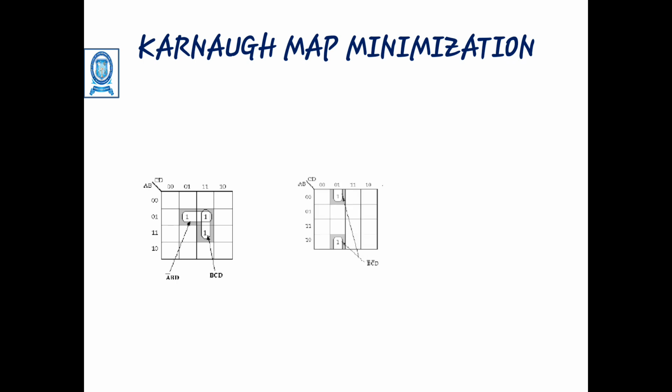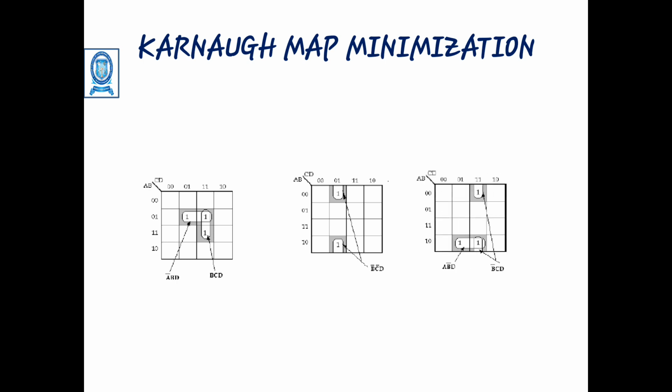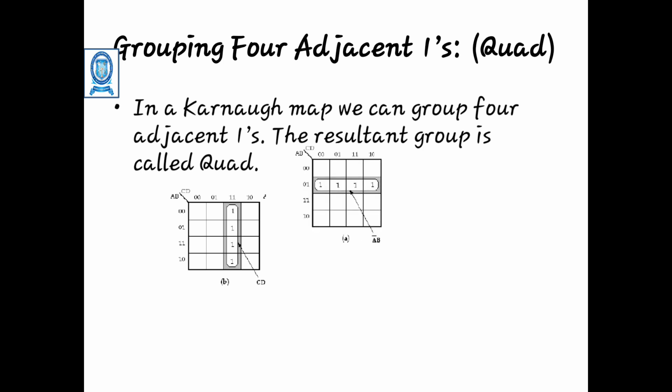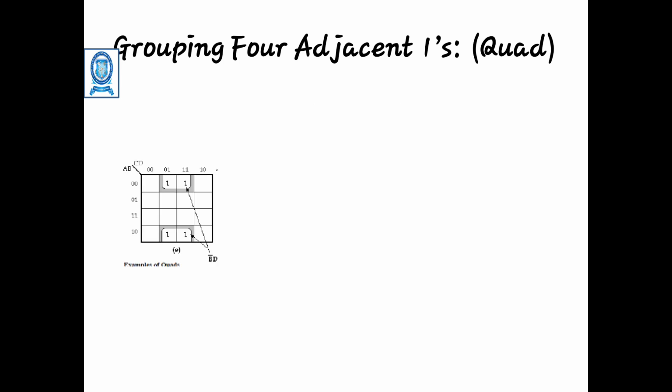Then for minimization, here there are overlapping groups of 2 adjacent ones. This is the way to represent them, and this is also adjacent ones. These are the ways we consider adjacent ones. Here these 2 ones are there, and at the top and bottom there are other adjacent ones. Groups of 4 adjacent ones are called quads. A quad should be like this. So 4 adjacent ones make one quad, and similarly we have another quad like this. This is also one quad, grouping 4 adjacent ones like this. This is also a group of 4.